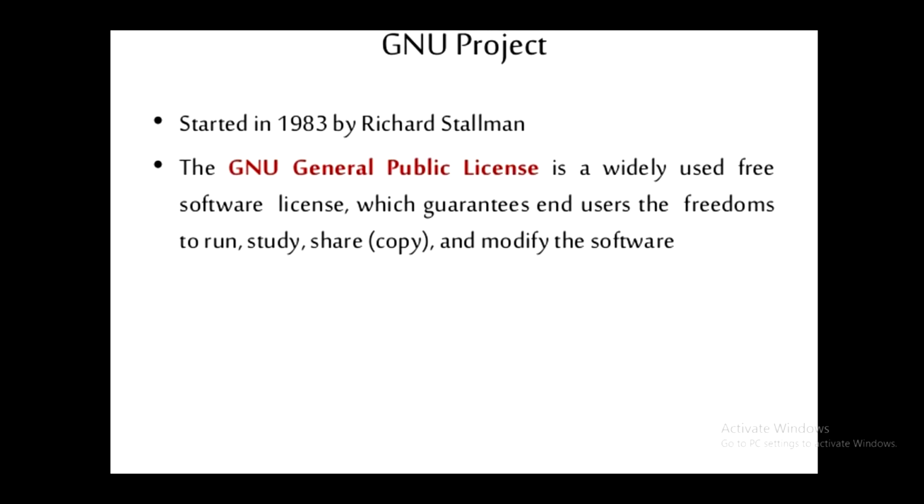Next one is the GNU Project. It started in 1983 by Richard Stallman. The GNU General Public License is a widely used free software license which guarantees end users the freedom to run, study, share, copy and modify the software. So whenever you are installing software, if you see it has the GNU license, that means the software is open access. It is free of cost. You can share it, edit it, modify it, run it, and do anything you want.